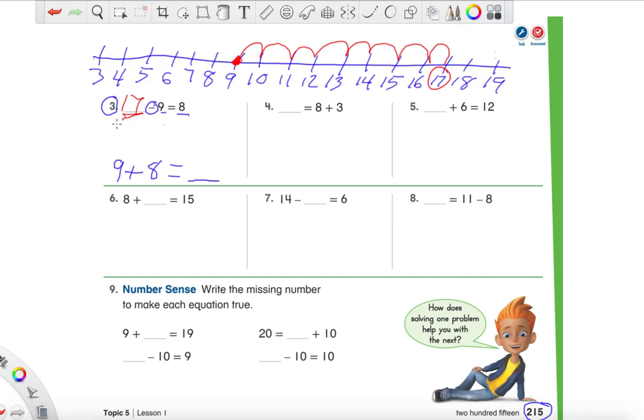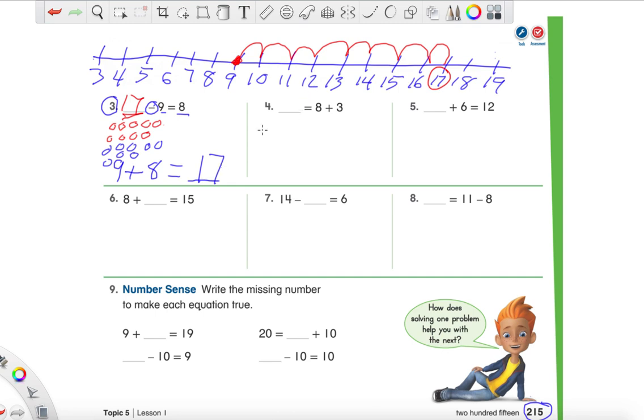I could draw 9 circles. 1, 2, 3, 4, 5, 6, 7, 8, 9. And now in a different color, I'll draw 8 circles. 1, 2, 3, 4, 5, 6, 7, and 8. I know it's a little sloppy, but it's okay. So I have 9 up here. Counting on from 9, I have 10, 11, 12, 13, 14, 15, 16, 17. And either way, I get 17 as my answer.